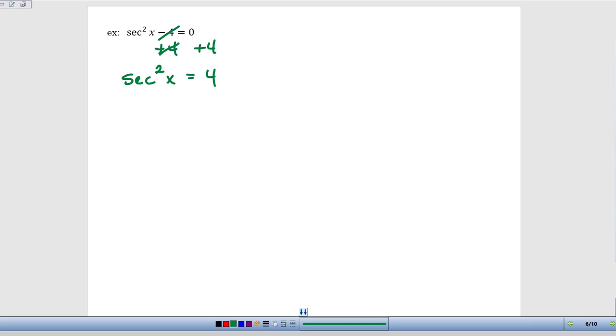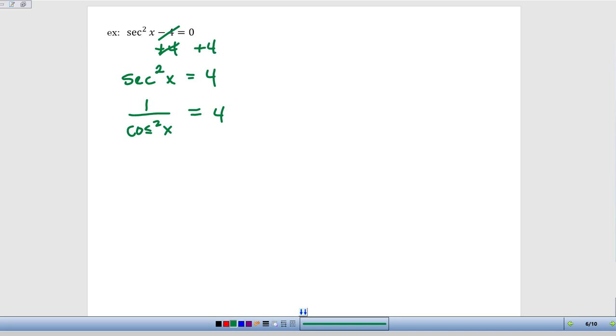So remember that we've got the reciprocal identity that says secant squared and cosine squared are reciprocals of each other, so we can say secant squared. Instead, we'll say cosine squared x in the denominator there, 1 over cosine squared x equals 4. So I'm just making a substitution like we did when we were studying those identities.